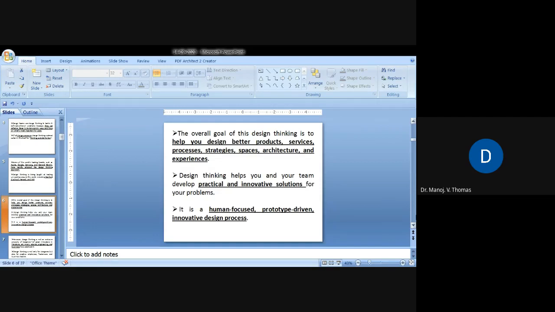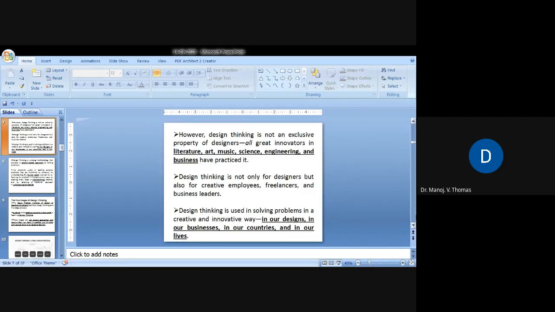So design thinking helps you and your team develop practical and innovative solutions for your problems. So again, it is human focused. The focus is on the human being, the people who really use the product, and it is prototype driven. In the sense, you will first have a prototype, and then we will test the prototype, then we will take the feedback whether the prototype is working correctly or something needs to be changed in the design. Then we will go back to the design again, and then we will modify the design. That is why design thinking is an iterative process, isn't it? It's a flexible process. In the sense, it's not a linear process, but it is a non-linear process.